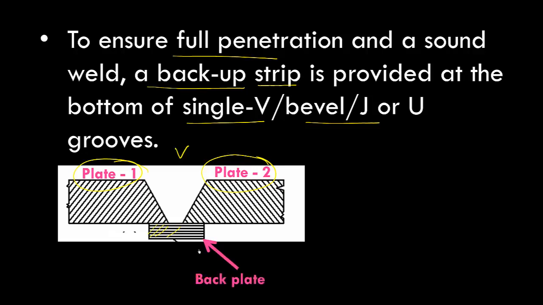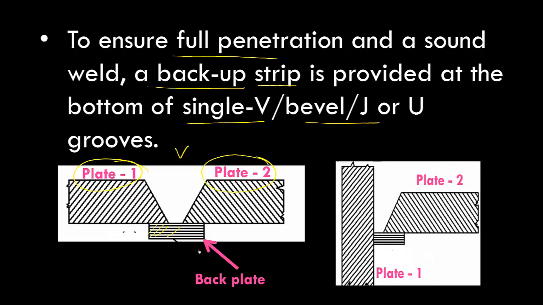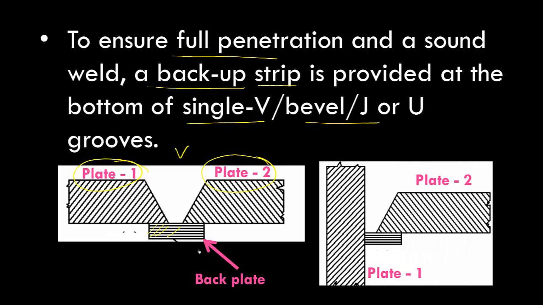Similarly, if I have a bevel joint or J joint or U joint, in case of groove welding, we can provide a back plate. Another example here is a bevel example. You have one plate and another plate, that is plate 1 and plate 2. If you want to fill material inside this, you have to provide a back plate in this case also. Once I have this back plate, the weld material can go from this portion to this portion easily, and we can have a full penetration and a sound groove weld in this case.